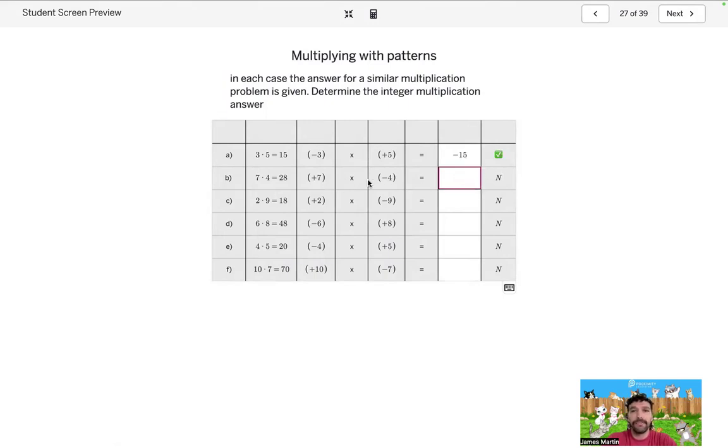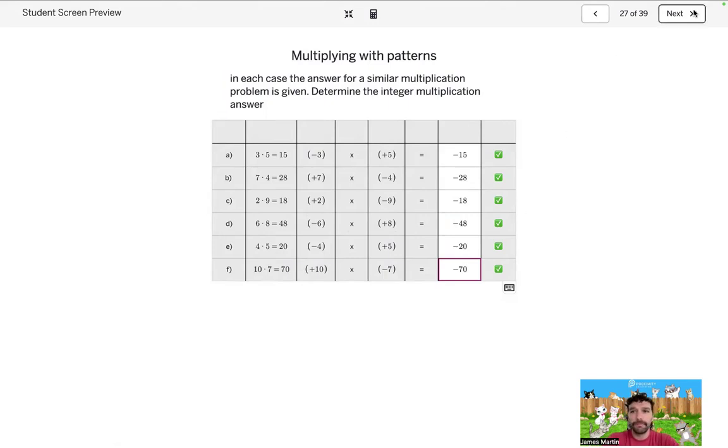Again, we have positive 7 times negative 4. That is going to be negative 28. And then positive 2 times negative 9 should give us negative 18. Then negative 6 times positive 8 will be negative 48. And then negative 4 times positive 5 is negative 20. And then 10 times negative 7 is negative 70. All right. Hopefully that was easy for us.